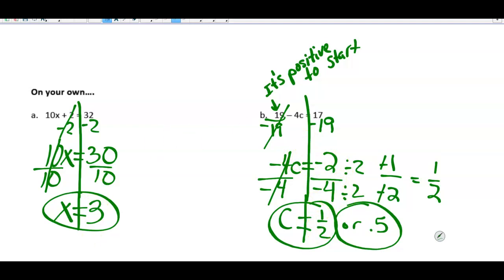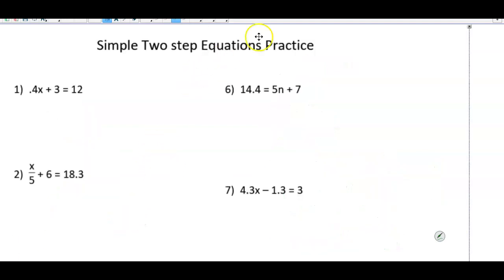So the video's over now. That's how you solve just a basic two-step equation. I want you to go ahead and do the next page, which is your homework, and you will bring that in, finish the next day. If you're remote only, you can take a picture and email me.